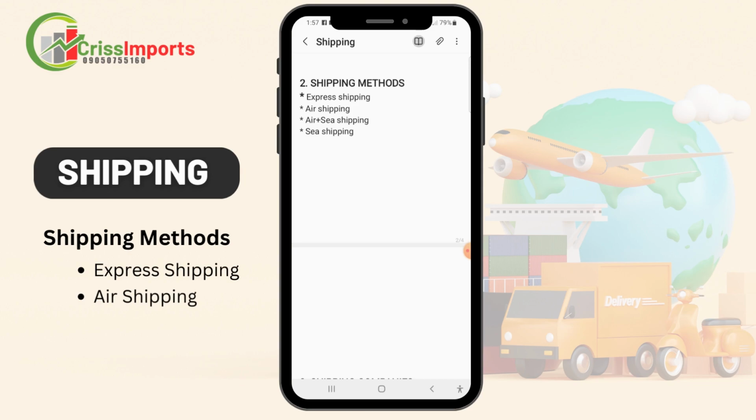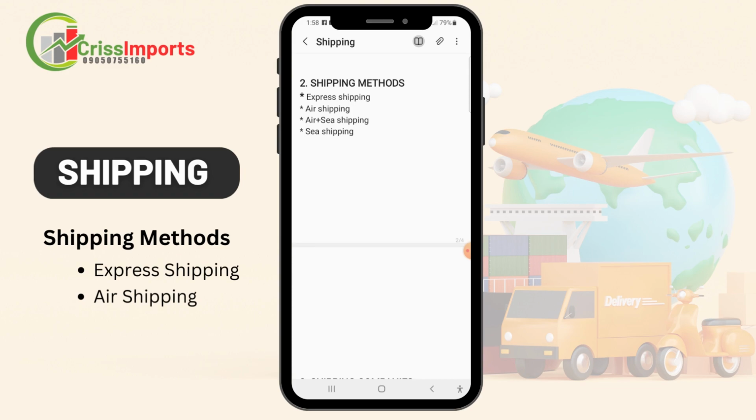The price is also, for example, currently, when I'm recording this video, the current rate for shipping normal goods through air shipping is $7.6 per kg, because these things are measured in kg. While the rate of shipping special goods is 8.6 per kg. So you see, special goods are always more expensive. Then the next method is air plus sea shipping.